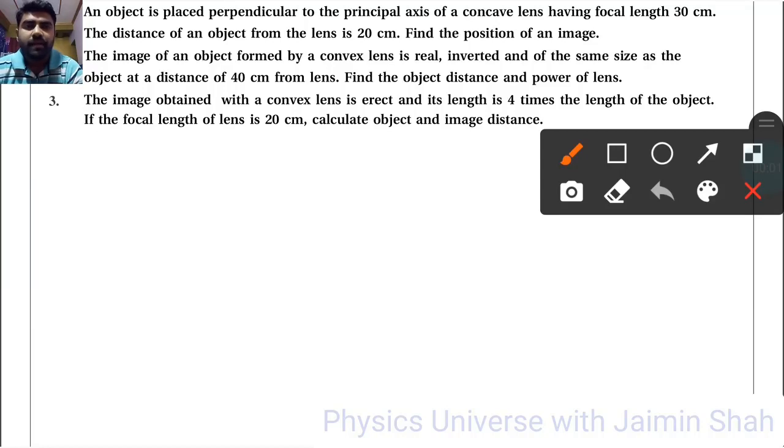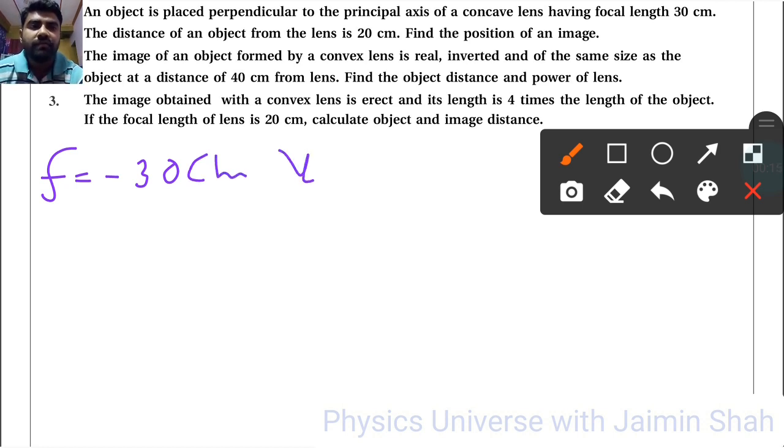An object is placed perpendicular to the principal axis of a concave lens having focal length f equal to minus 30 centimeter. The distance of the object from the lens, u, is equal to minus 20 centimeter. Find the position of the image.